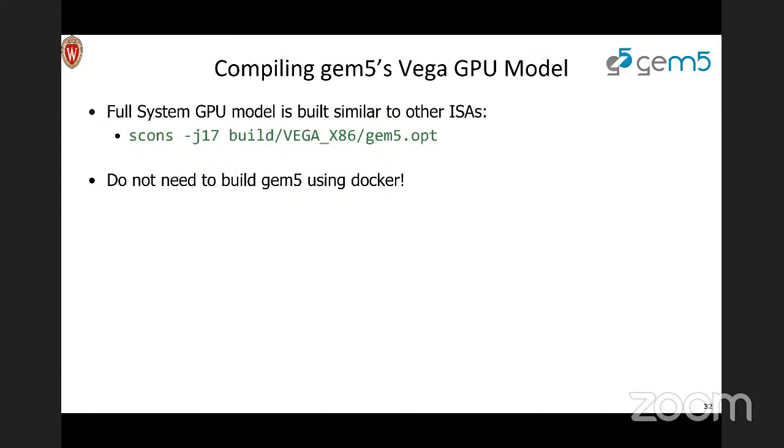And just as a quick aside, I don't know if this is implicit in the question you were asking before, but the reason why it's called GCN3 x86 and Vega x86 is because the AMD CPUs are x86 CPUs. I know there's a researcher at Georgia Tech who has been working on trying to get ROCm to run with ARM CPUs, but that is not officially supported in gem5 at this point.